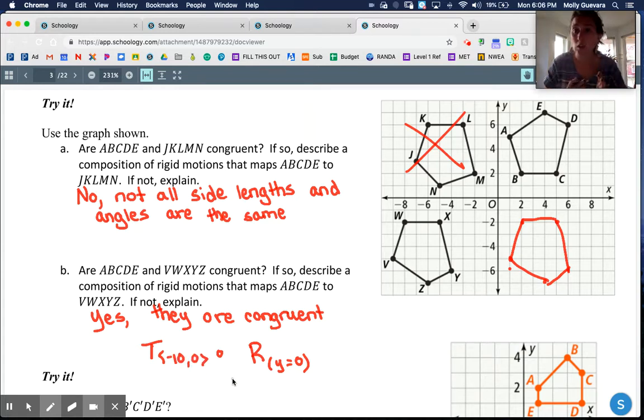Is that the only way to do it? No, not at all. There's tons of other ways that you can write the composition. But for me, that's what I saw first.